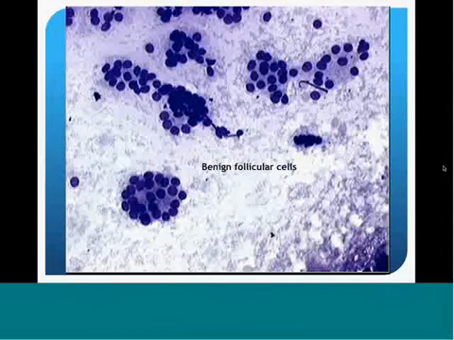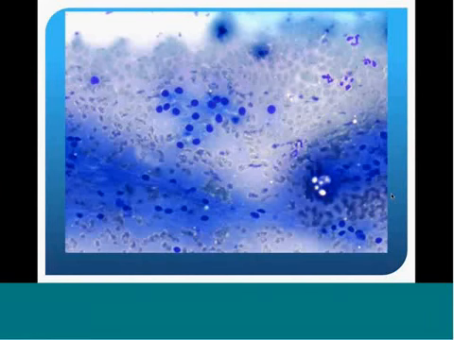This is the Diff-Quik stain, and you see that the follicular cells appear as dark purple cells. Some of these have follicular arrangements. They're in small groups. They're evenly spaced out for the most part. There are some single cells in the background, but mostly they're in small groups. Here's another picture of follicular cells, also the same stain.